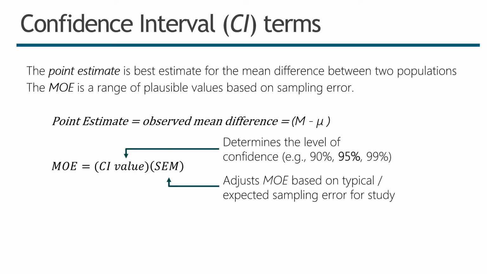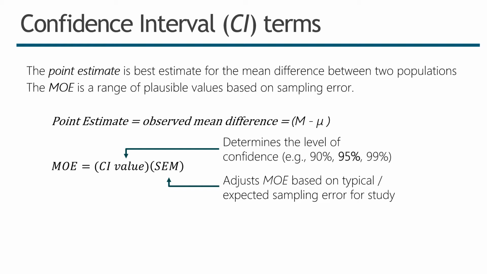In both of the examples in this video, we're going to be using a sample mean to represent one population and a population mean to represent the other. And we're trying to estimate the difference between these two populations. And the point estimate is going to be the difference between the sample mean and the population mean.